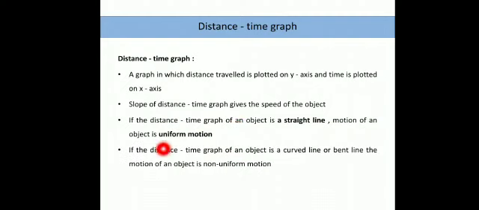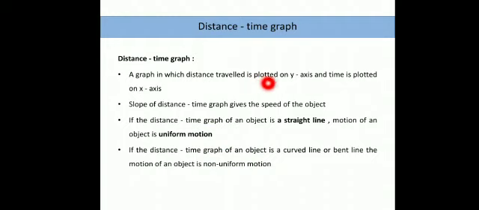Then if the distance-time graph of an object is a curved line, bent line or tilted line, then we say the motion of the object is non-uniform. Non-uniform means it is moving with different velocities. So we have to calculate velocity at many places, and then only can we find an average velocity, like we have studied. Constant velocity for uniform motion, average velocity for non-uniform motion. Fine, I hope everyone is remembering.